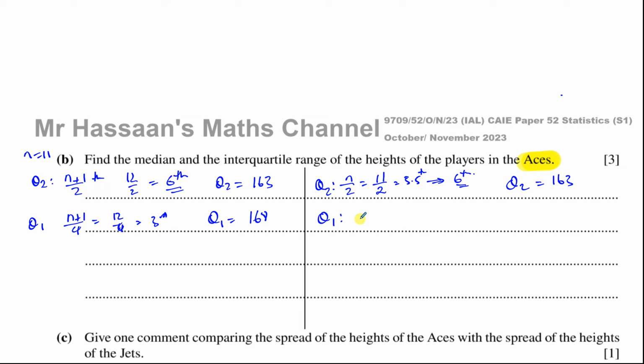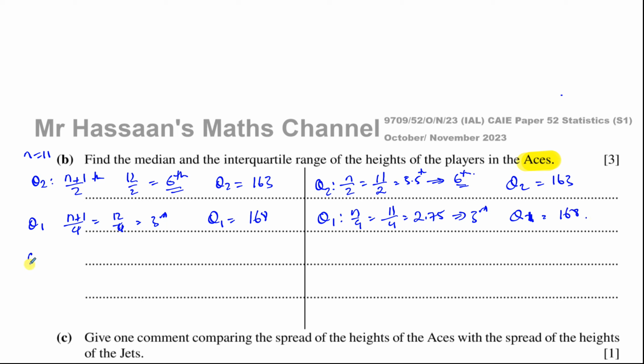Q1, which means the lower quartile, is n over 4, which would be 11 over 4, which gives you 2.75. If it comes out as a decimal, we always round up to the next number. That's going to be the 3rd entry. So Q1 is equal to 168.